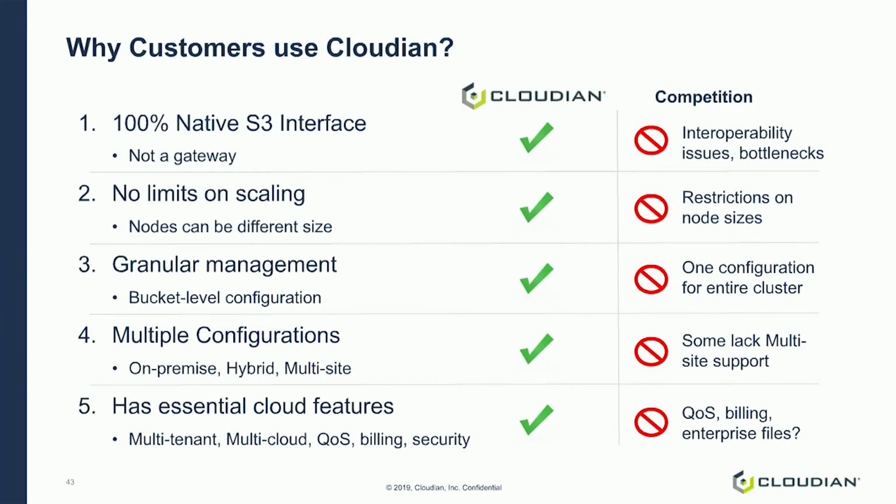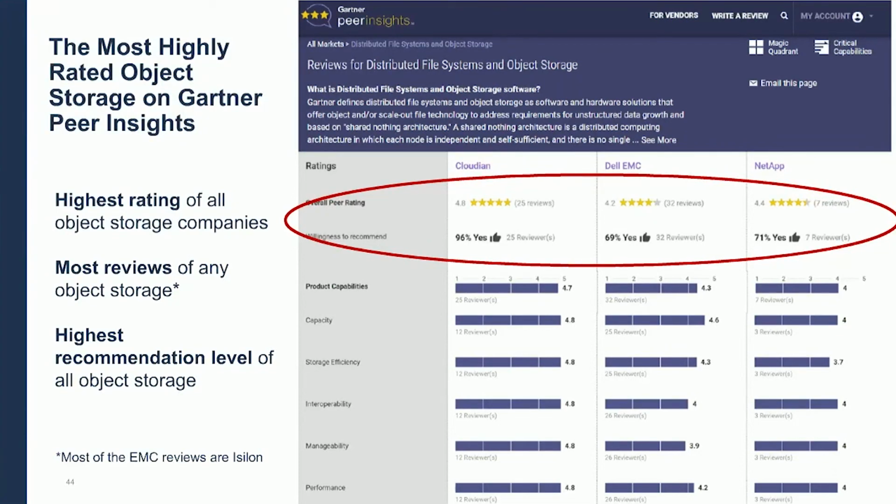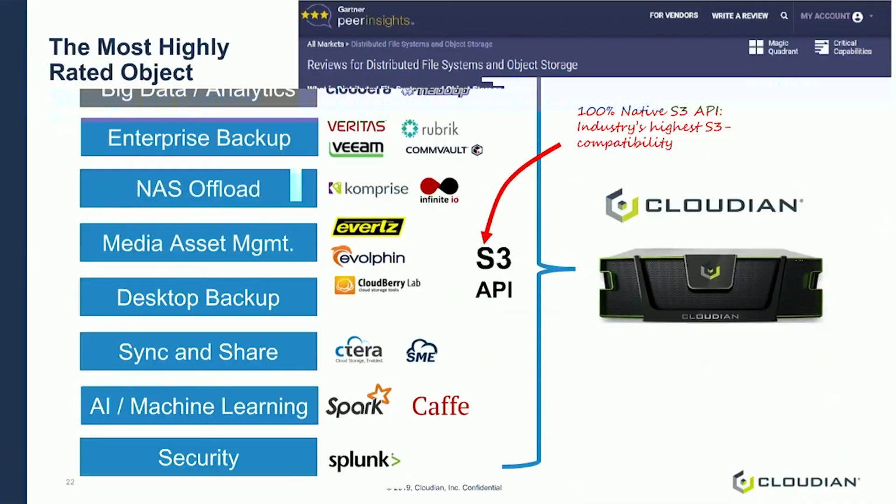And just a final slide here with regard to Gartner and their Peer Insights website. Cloudian has the highest rating of all object storage companies, as well as the most reviews of object storage vendors.